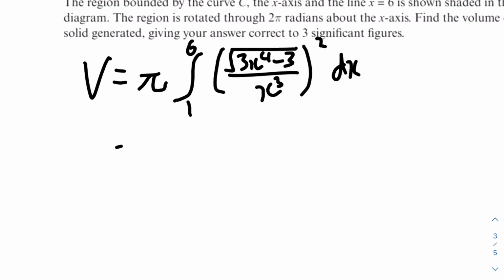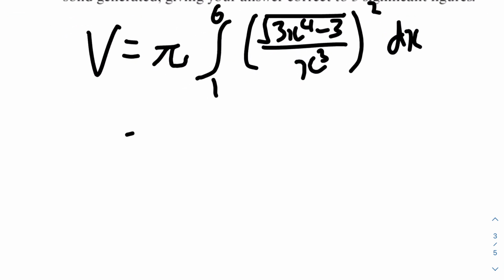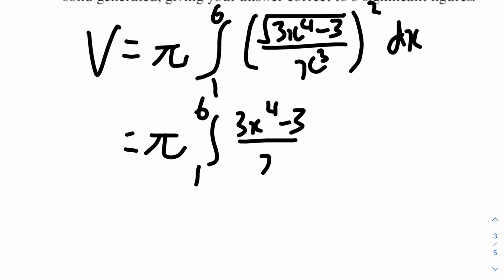So just simplify the whole expression, so it will equal pi times the integral of, like so, 3x to the power 4 minus 3 over x to the power 6.